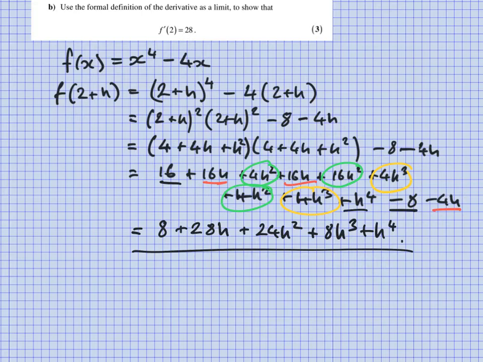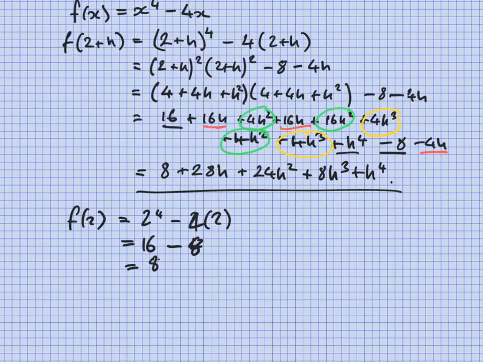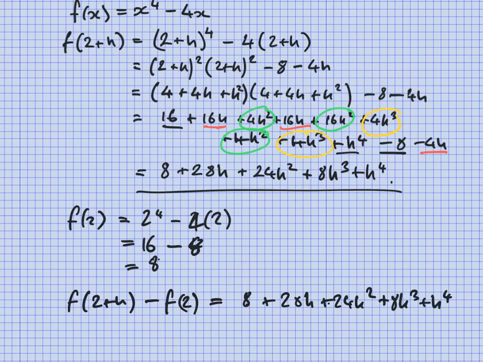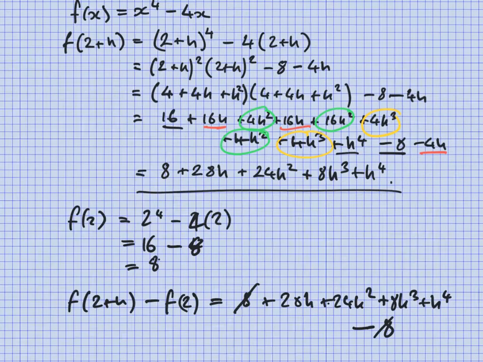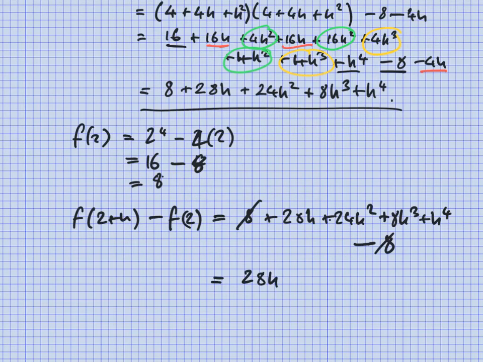So next I have to do f of 2, and that is 2 to the power of 4 minus 4 times 2. 2 to the power of 4 is 16, minus 8, that gives me 8 there. And the question, of course, asks us to do f of 2 plus h minus f of 2, which gives me 8 plus 28h plus 24h squared plus 8h cubed plus h to the 4 minus 8. So those cancel. So I'm left with 28h plus 24h squared plus 8h cubed plus h to the power of 4 as my solution to that part.